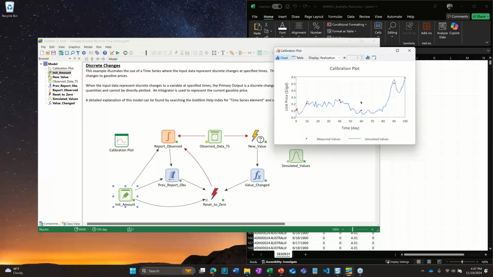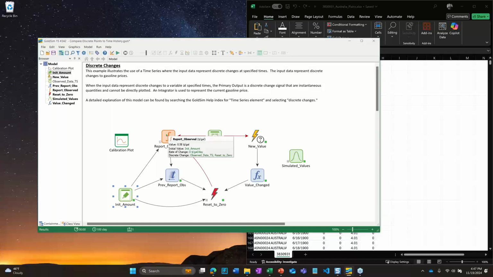So I know I went through quite a bit of examples here, but that is the presentation. Like I said, I will be providing all of these models that I've been demonstrating in our archive when I post the recording. So those are some ways to deal with missing data in your time series in GoldSim.